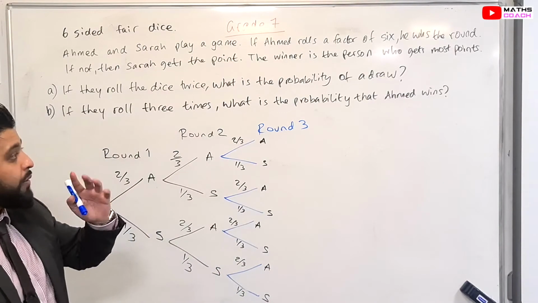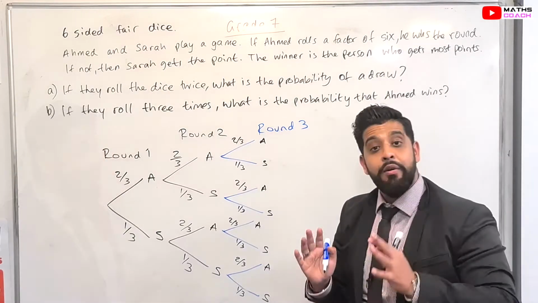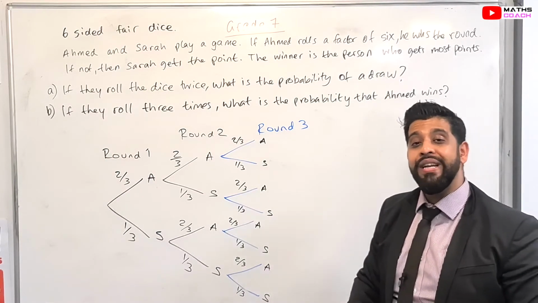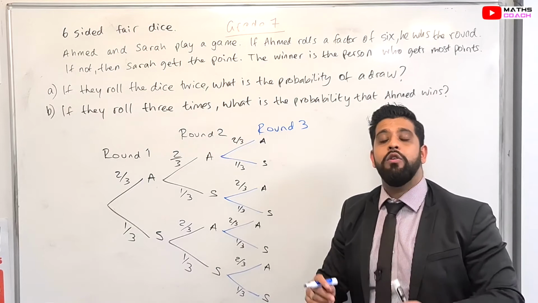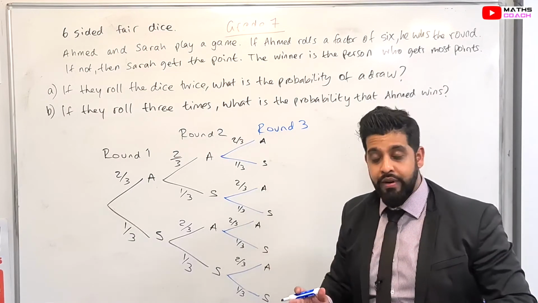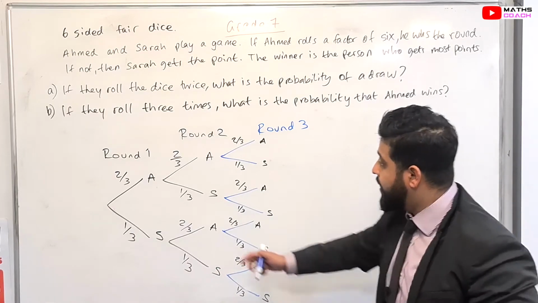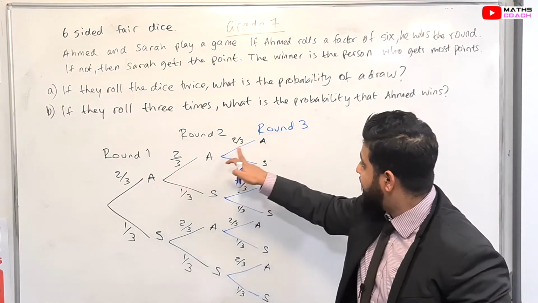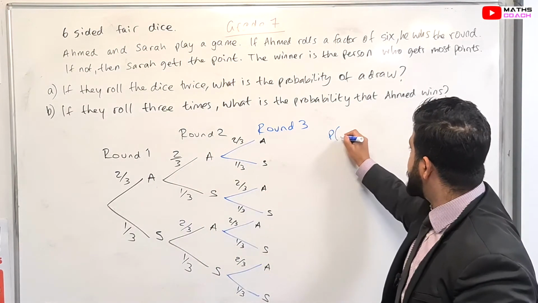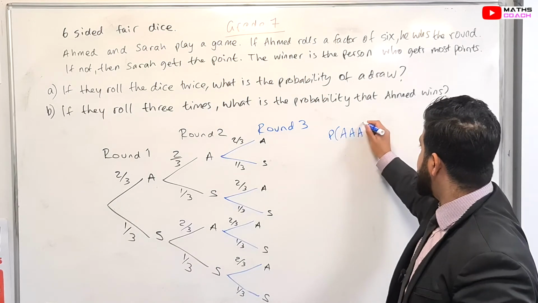We are looking for the probability of Ahmed winning. Now, in order for Ahmed to win, he has to win at least 2 out of the three rounds, if not all the rounds, okay? So let's have a look at all the combinations that make Ahmed the winner. So we can have Ahmed winning, Ahmed winning, Ahmed winning. So the probability of A, A, and A.